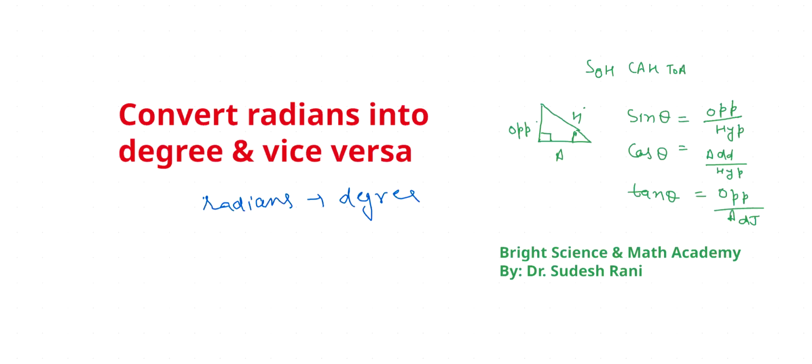Good afternoon, everyone. Today we will learn how to convert radians into degrees and vice versa. Vice versa means degrees can also be converted into radians.